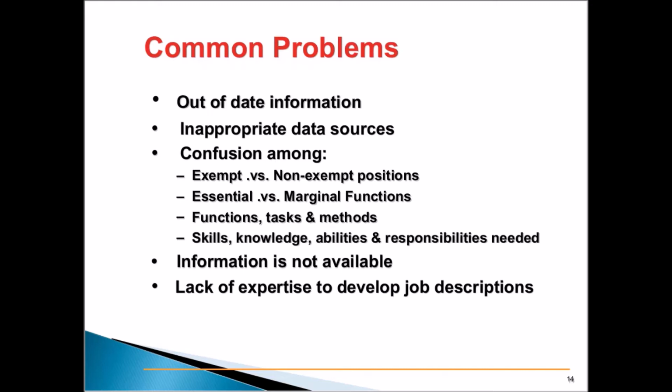There's also a lot of confusion among the Fair Labor Standards rules for exempt and non-exempt positions, the Americans with Disabilities rules to determine essential versus marginal functions, how to write a job description in terms of functions, tasks, and methods, and then how to correctly identify the skills, the knowledge, and abilities. We often call them knowledge, skills, abilities, KSAs, the responsibilities that are needed for the job. And it's my intent today to help you with some of that.